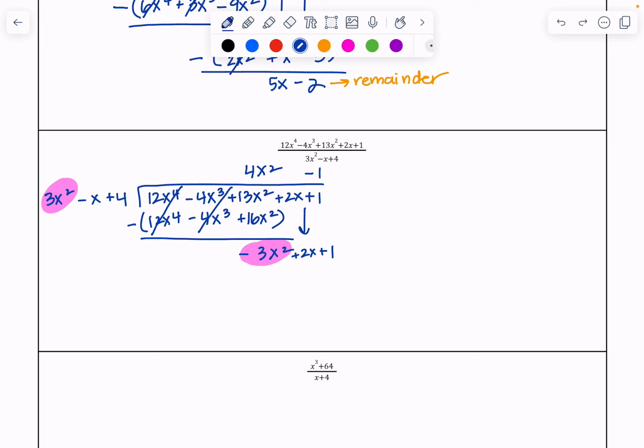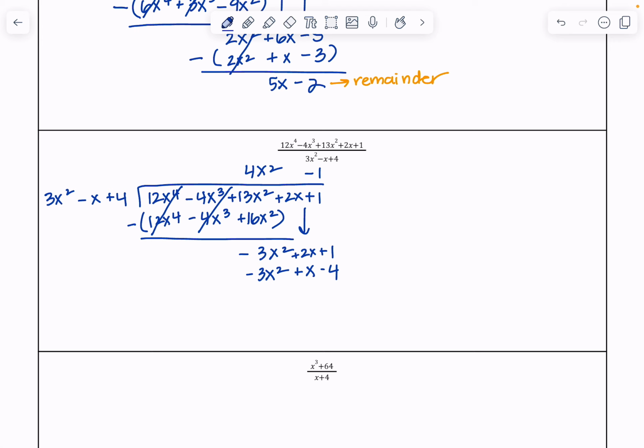Okay, so when I distribute negative 1 times 3x squared, I get negative 3x squared. Negative 1 times negative x would be plus x. And then negative 1 times 4 would be minus 4. I'm going to erase a few things to stay organized.